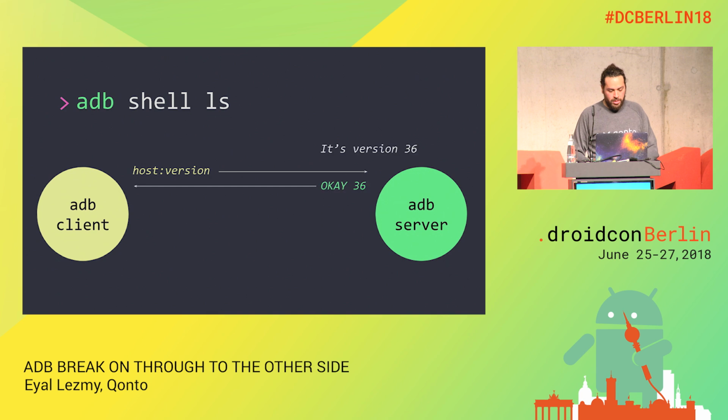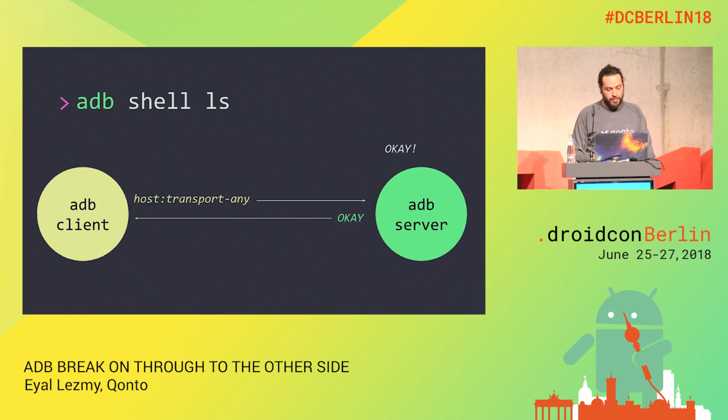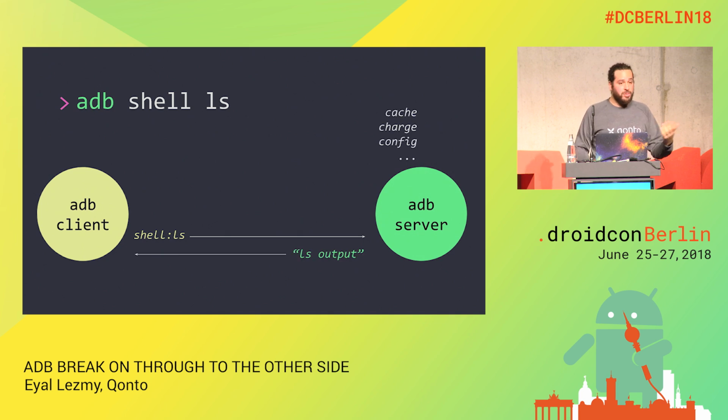The ADB server will answer OK, which means, I get your question. And here is the answer, 36. So the version is 36. The next thing it will tell is, I want to talk to any kind of device, because when you are typing adb shell ls, you are not specifying any specific device. So it tells that to the server, and then the server says, OK, I got it. And last thing, finally, the ADB client will send a payload to execute the shell service with the parameter ls, which is the command that we want to run on the device. And the server will execute this ls and send the output.